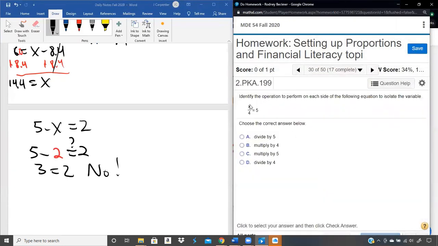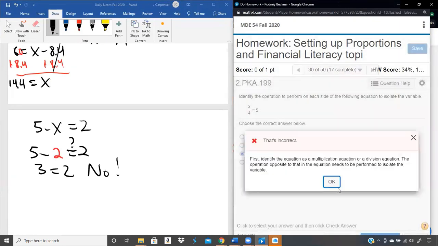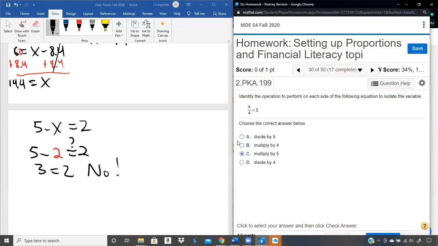This one, identify the operation. So this is x divided by 4. Because what you see is a division, you need to multiply. Do you multiply by 5? Question mark? Hint? Inflection in voice? No. Multiply by 4. We have to do it this way.